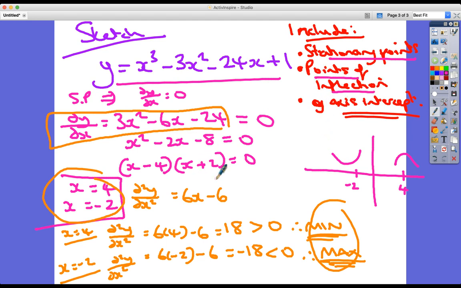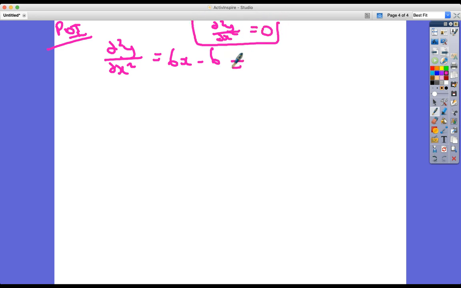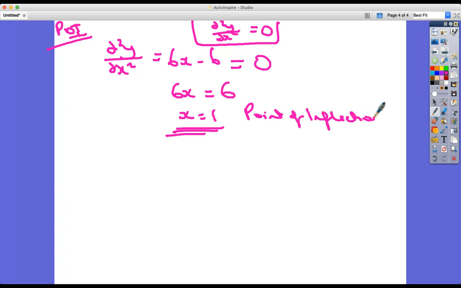Now, I've already found the second derivative, and I know that at a point of inflection that's equal to 0. So I'm going to go over the page now and write that again. d squared y by dx squared, I found it to be 6x minus 6. Now for a point of inflection, POI, that is going to be equal to 0. Set it equal to 0. So 6x equals 6, x equals 1. So my point of inflection is x equals 1.